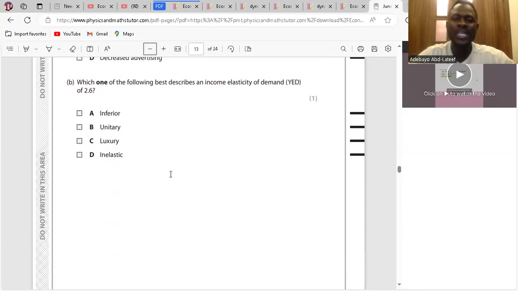Which one of the following best describes an income elasticity of demand? Income elasticity of demand is the degree of responsiveness of the quantity demanded of a product as a result of a change in the level of income. So we have inferior. Inferior is always negative. Unitary is not in income elasticity, it is in PED and PES. Luxury goods, yeah, it's luxury anyway. And inelastic is always less than 1. So it is elastic, it is more than 2. So for luxury, in income elasticity, luxury goods are discretionary, which means people buy them to show off. And you can only show off when you have more income. Yes or no? Yes. It is C, clear. We move on.